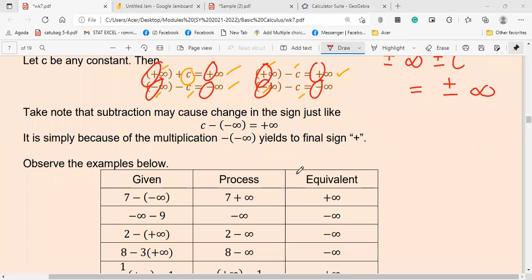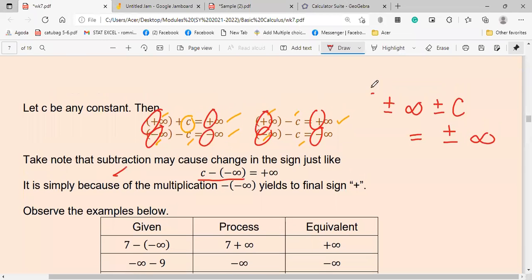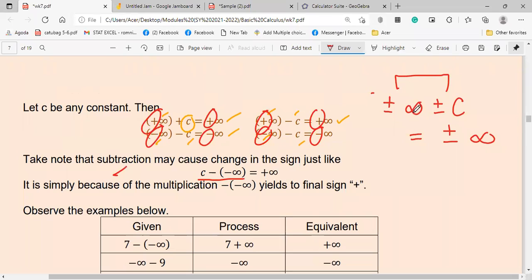Okay? So dito, take note that subtraction may cause change in the sign just like this. Yun ang i-take note natin. Kasi tandaan nyo yung arrangement dito, class. Nasa second term yung C. Pero kapag binaliktad mo siya, class, you have to be very careful. Again, the power of negative sign.